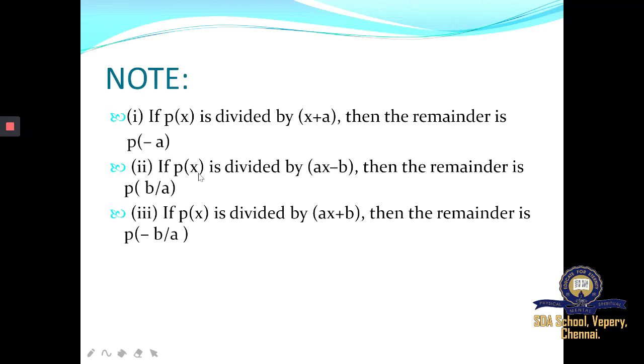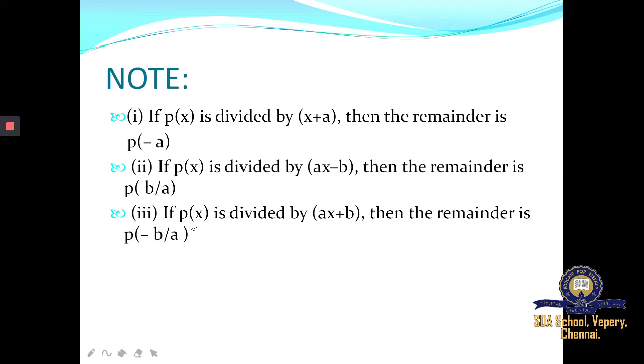Similarly, if p of x is divided by ax minus b, then the remainder will be p of b by a. How are they getting p of b by a? Again, they equate this particular expression to 0. Eventually you will get ax is equal to plus b, and then x is equal to b by a, right?